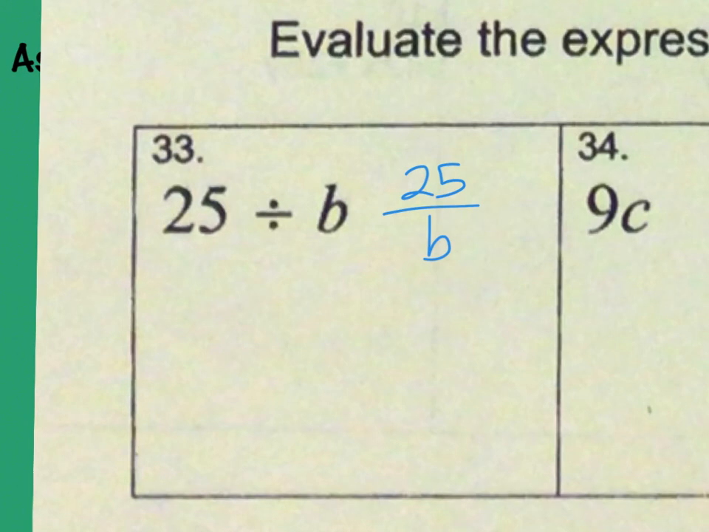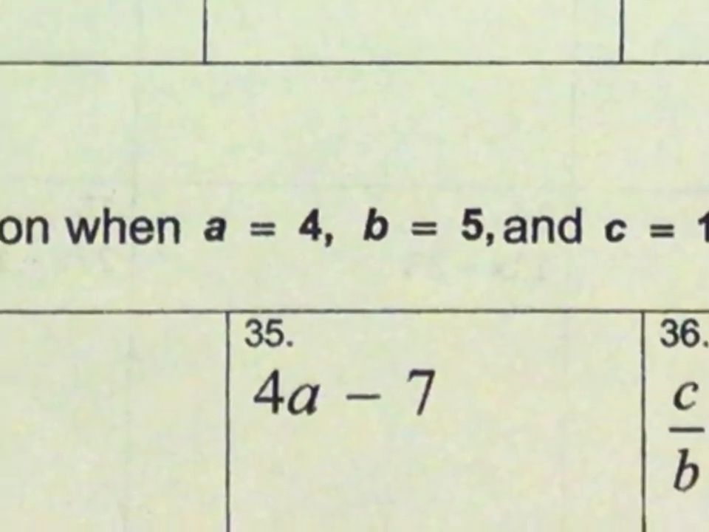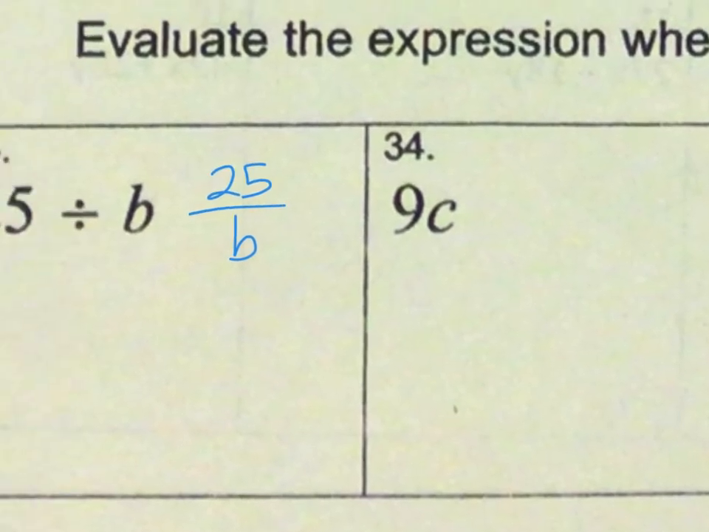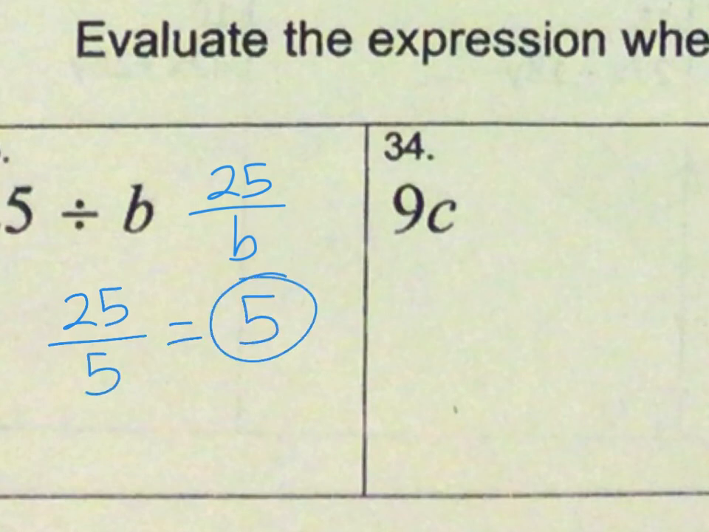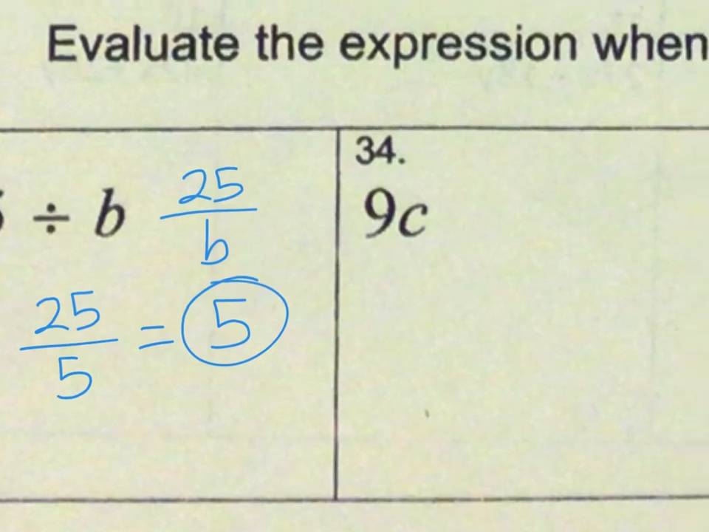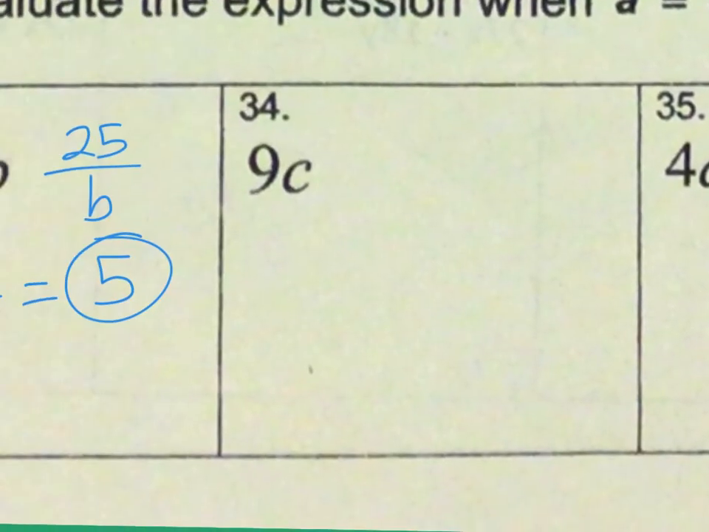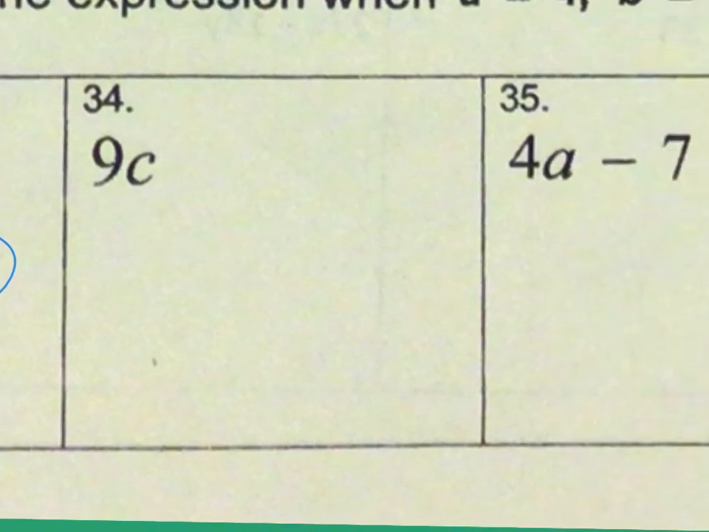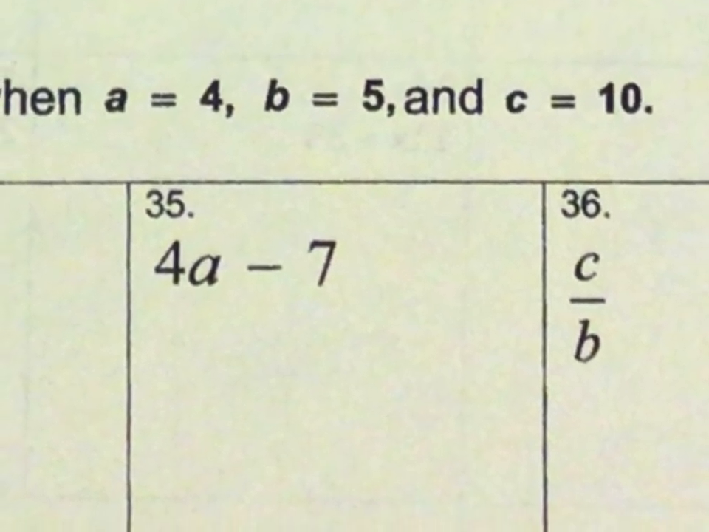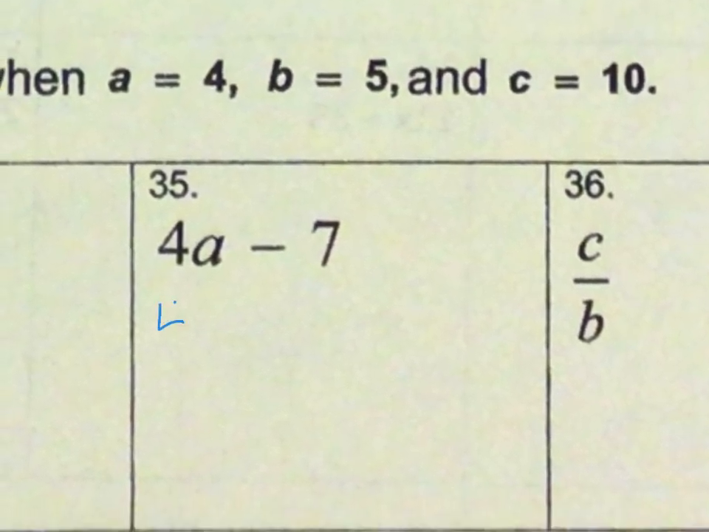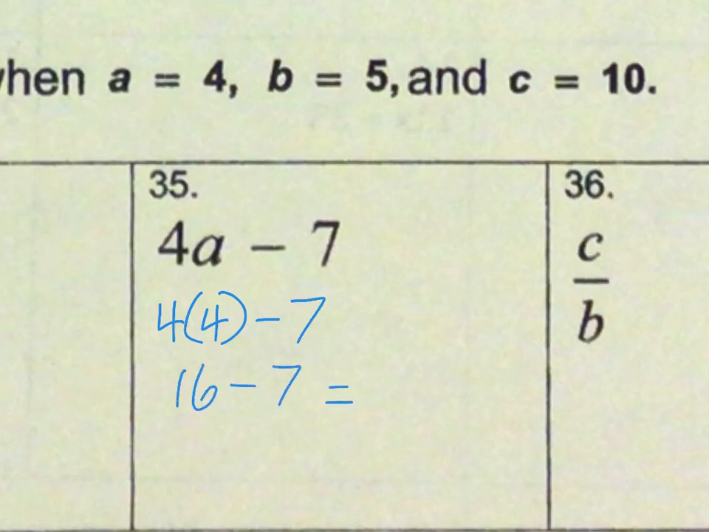Let's see what b is, because it tells us right up here that b is 5. So we are really doing 25 divided by 5, which is 5. Pretty simple. In number 34, that means 9 times c. Remember, you're going to find out what c is. Plug it in, and hopefully you know that this means multiply. Number 35, we're doing 2 things. So we're going to go 4 times 4 minus 7. This becomes 16. 16 minus 7 equals 9.